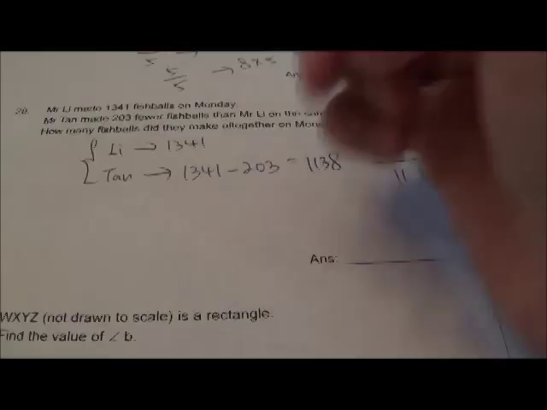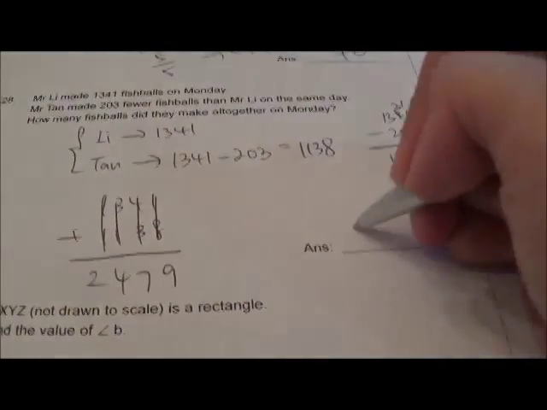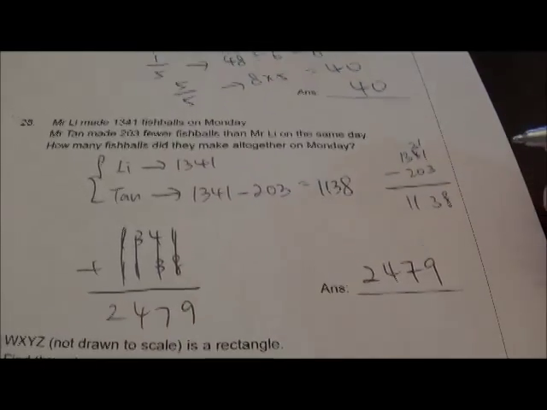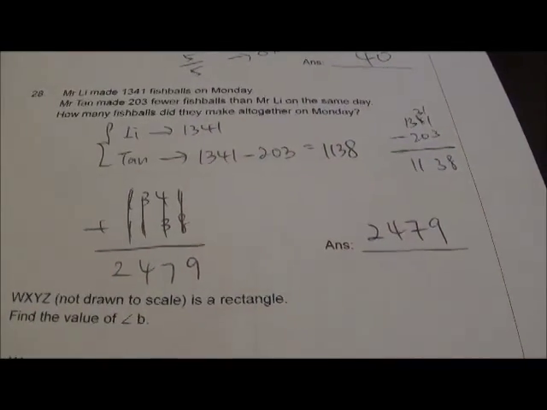So all together you add them up. 1341 plus 1138. You get 2479. They made 2479 fish balls all together on Monday.